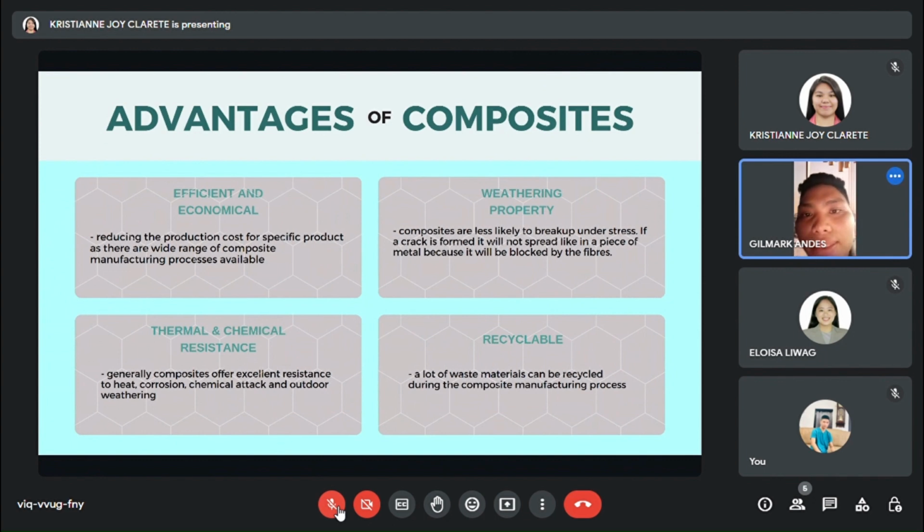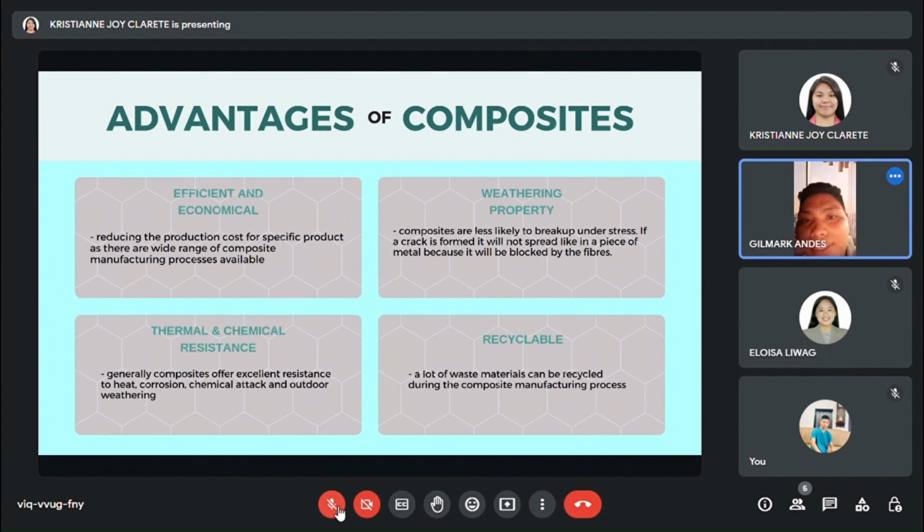Weathering properties. Composites are less likely to break under stress. If a crack is formed, it will not spread like in a piece of metal because it will be blocked by the fibers. Hindi siya tulad ng mga steel na once na nag-crack ay dire-diretso na yon, once na nagkaroon ng stress, parang na-stretch yung steel. So sa composites hindi ganoon ang mangyayari kasi meron pa ring magbablock or magho-hold dun sa crack kasi may mga naka-align na fiber reinforcement para mas maging matibay yung composites.